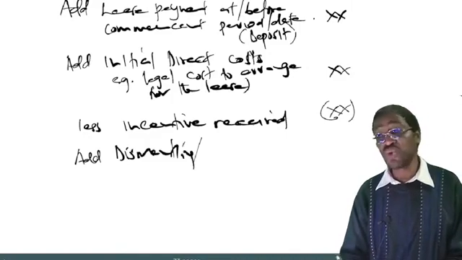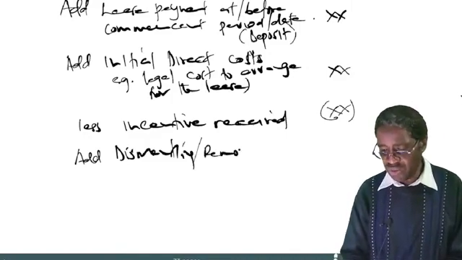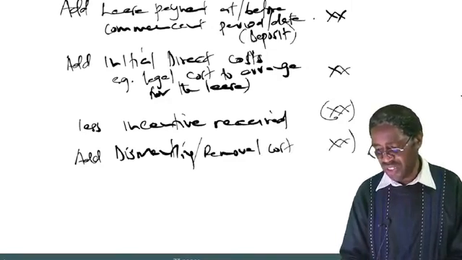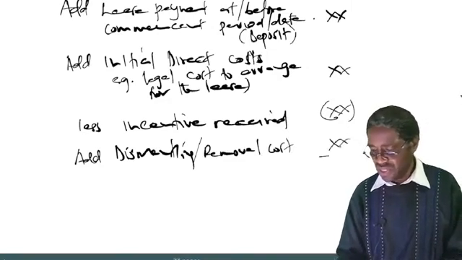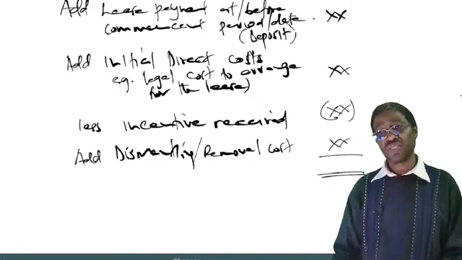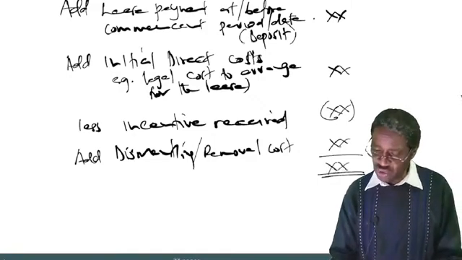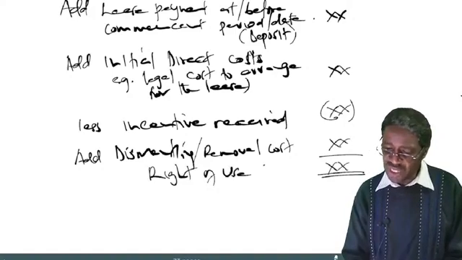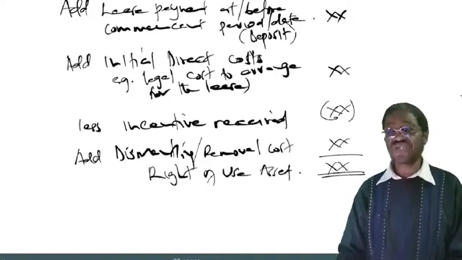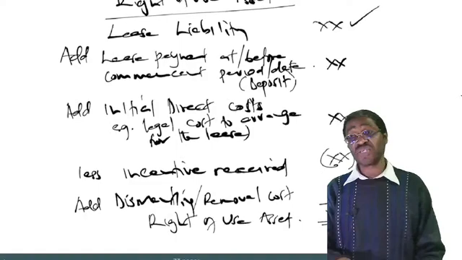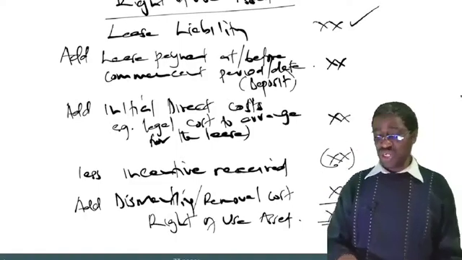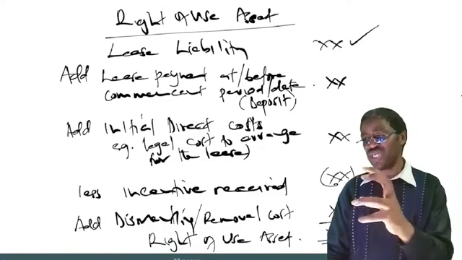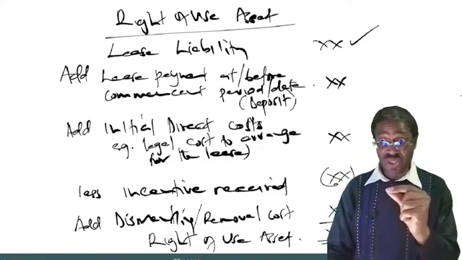Dismantling, some books will call it removal cost. Whatever it is, you add. Then whatever you get here as the total now becomes the right of use asset. So this is one of the calculations one should be careful with in determining the amount to be considered as the right of use.